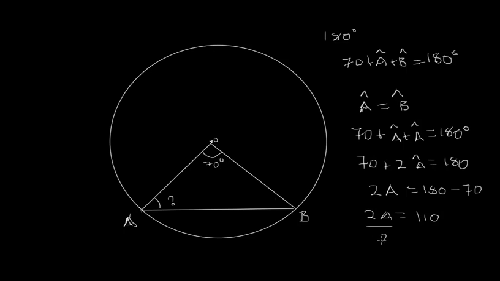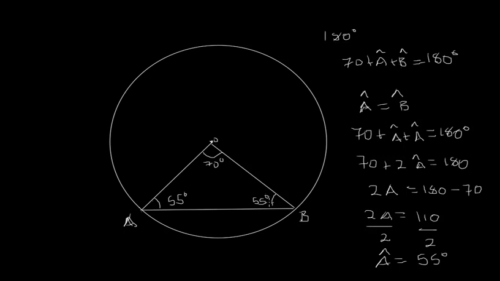Divide both sides by 2 gives you a equals 110 divided by 2 gives you 55 degrees. So our angle A is equal to 55 degrees, meaning this one is also 55 degrees. So we've got 55 there, and we have 55 on angle A. So we can remove the question mark, and we have our 55 degrees there as well.